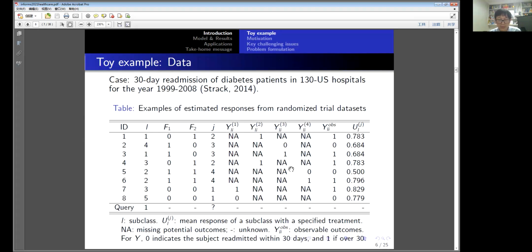From this table, we can see that the individual outcomes are binary, and for the subclass with the specified treatment, the mean response is a continuous variable. For example, for the first patient, the mean response is 0.783.